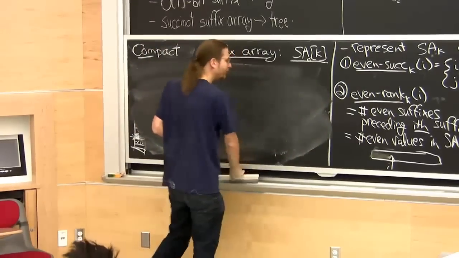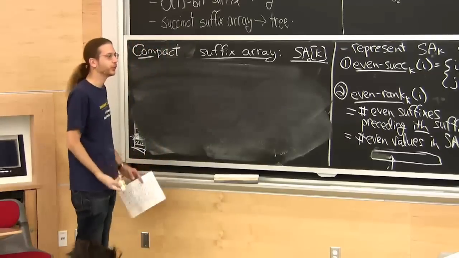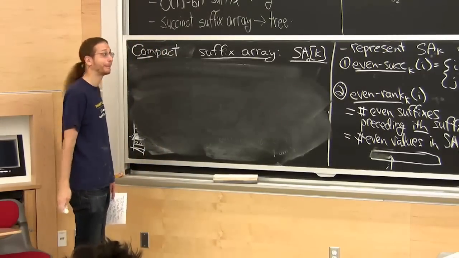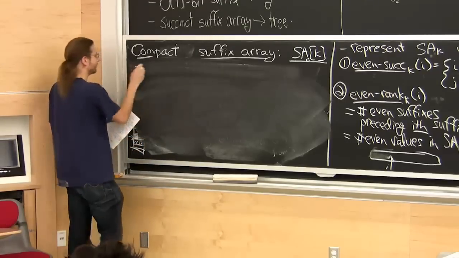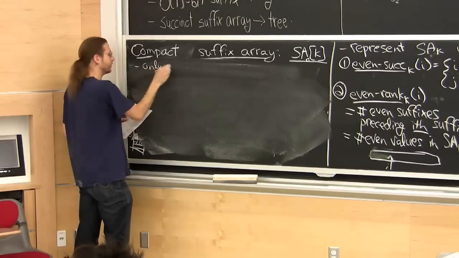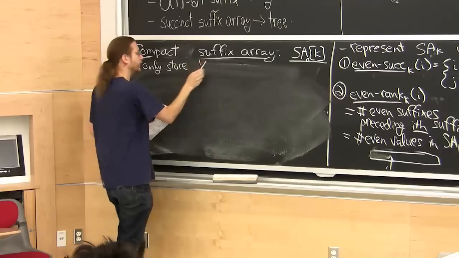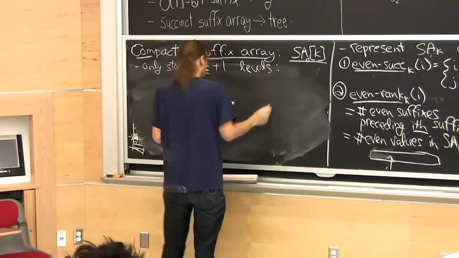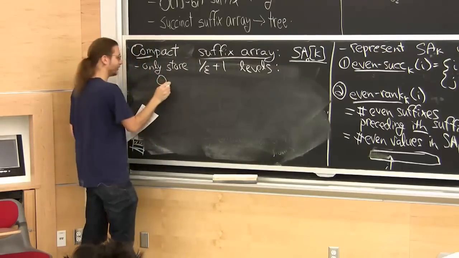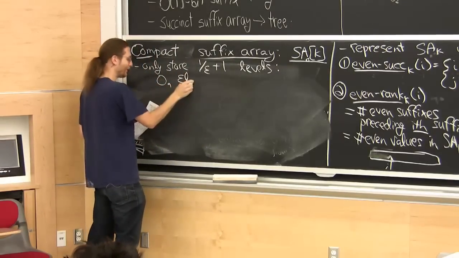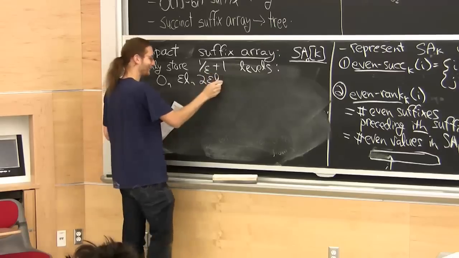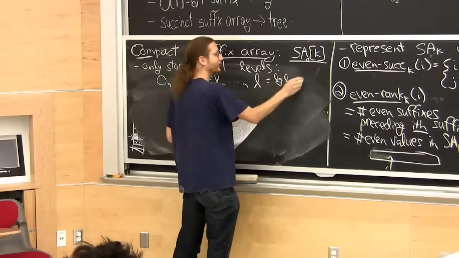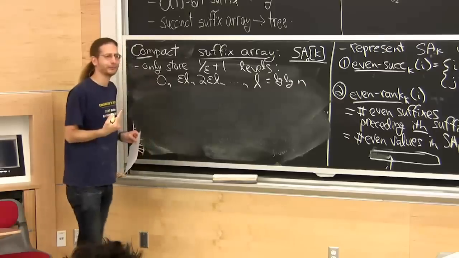There were log n levels. Log n levels is too expensive. Each one costs linear space. So I'm only going to store a constant number of levels. Only store 1 over epsilon plus 1 levels. And not just any levels, but the first level, the epsilon-L level, the 2 epsilon-L level, up to the L level. So still log n levels. I'm just going to skip a lot of them.